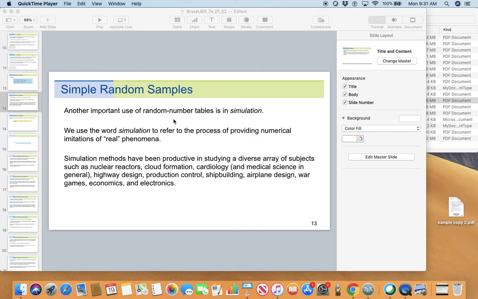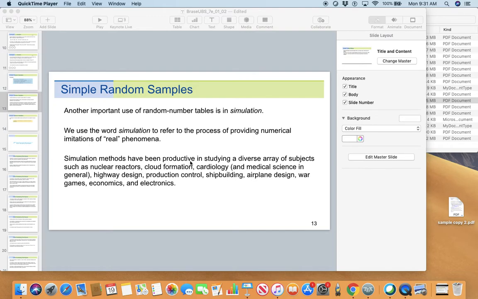Another important use of a random number table is in simulation. We use the word simulation to refer to the process of providing numerical imitations of real phenomena. So, what is simulation? It is just some way of understanding real phenomena using simple numbers. Let's see a few examples.